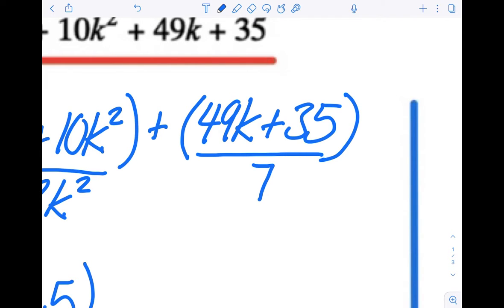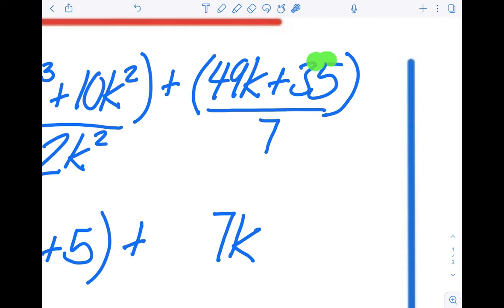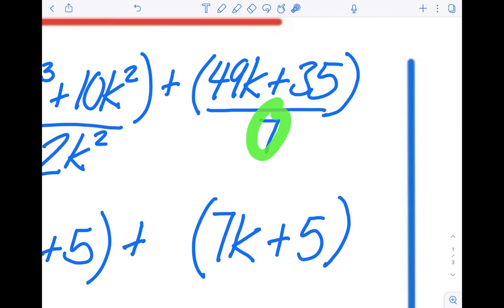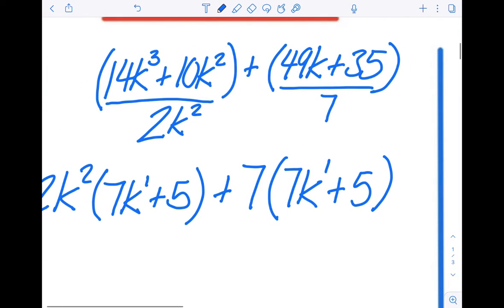Now, this has k, but this does not have k, so I can't take out k. I can't divide by k. So I get plus 49 divided by 7 is 7, and this k is still there because I didn't divide by anything, 7k. 35 divided by 7 is plus 5, and I put parentheses. And this 7 that I divided by goes on the outside here, just like this. 7. Now, this is technically 7k to the first.